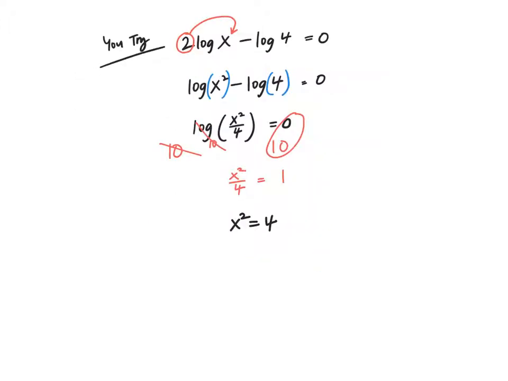So multiply by 4 on both sides, you get x squared equals 4. And then I'm going to take the square root of both sides. Remember, anytime you take an even root, like a square root or 4th root, 6th root, you have to account for the plus or minus. So you get x equals plus or minus 2.